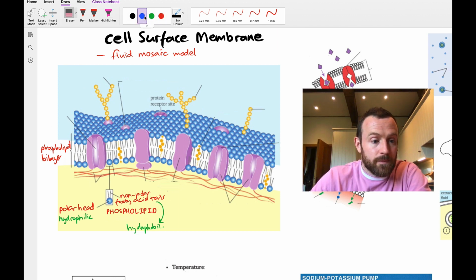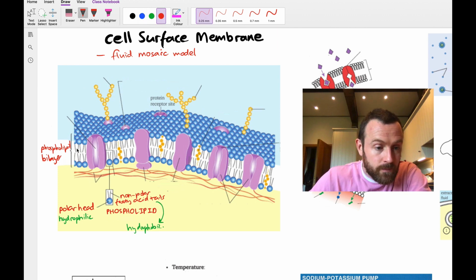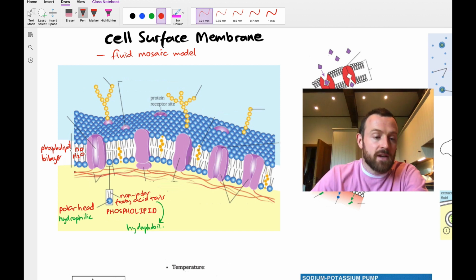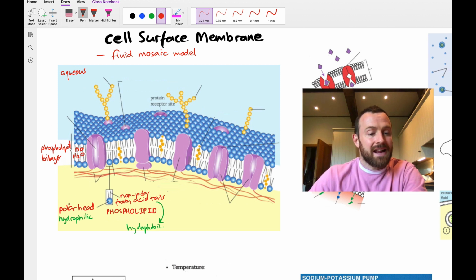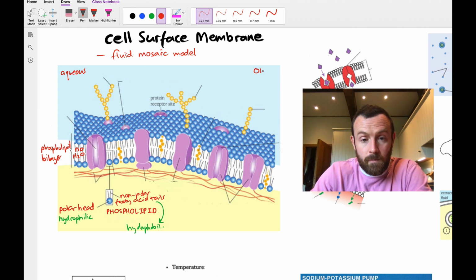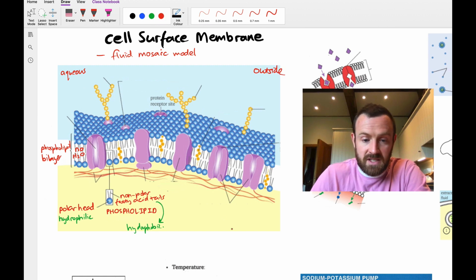Let's label that here. No H2O in the centre. Hydrophobic tails crammed together. But we've got an aqueous environment both inside and outside. So I'll label this up here. Aqueous environment both outside and inside the cell. So this is the outside, and this is the inside.